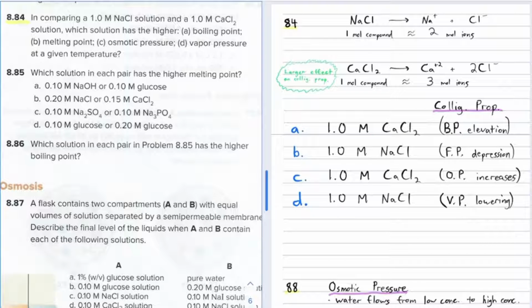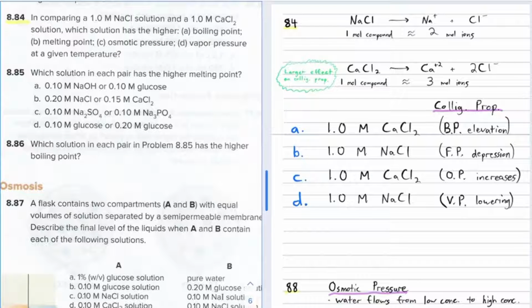84. In comparing a 1 molar sodium chloride solution and a 1 molar calcium chloride solution, which solution has the higher boiling point, melting point, osmotic pressure, vapor pressure at a given temperature? So these are the colligative properties, and the idea here is that solute particles disturb these properties. And the more solute particles there are, the higher the concentration of solute particles, the larger the disturbance.